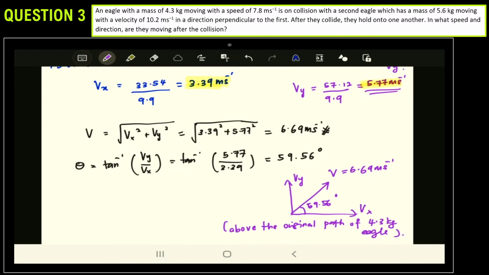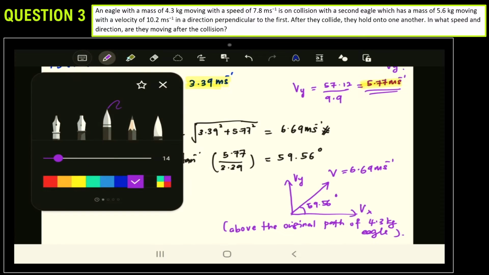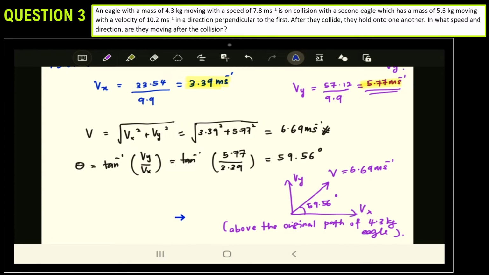4.3 kg eagle tu refer kepada eagle yang pertama tadilah. So the first eagle is moving in this direction, then after the collision, the direction of the motion is in this direction, which is above the original path of 4.3 kg eagle. Kalau tak dia bergerak ke sini kan, tapi disebabkan pelanggaran dia pun bergerak ke atas. Macam mana saya tahu dia bergerak ke atas?